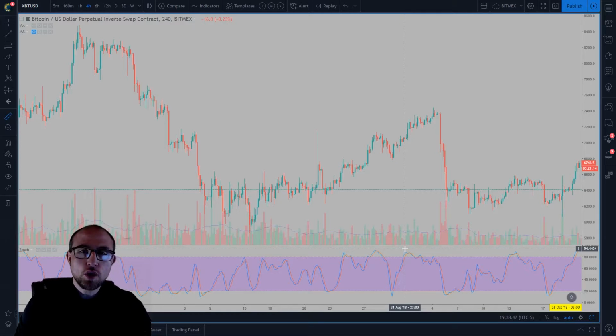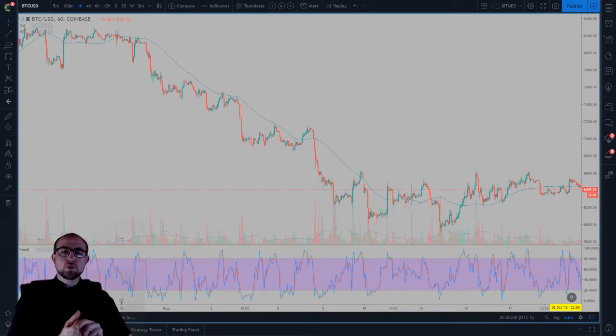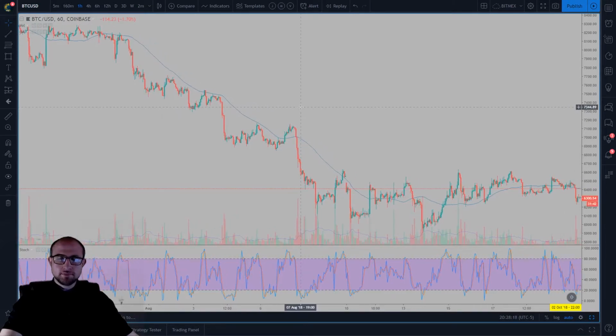Let me show you what you can do with stochastic to avoid making those mistakes. So for our first example, we're going to be looking at Bitcoin in a downtrend. What I have done is I have applied a 60-day moving average to Bitcoin, and we're going to use the moving average to determine whether we're in a downtrend or an uptrend in the market. As we can see here, the moving average starts trending downwards, which lets us know that we are in a downtrend. And since we're moving to the downside, we are not looking to take trades to the upside with the stochastic.